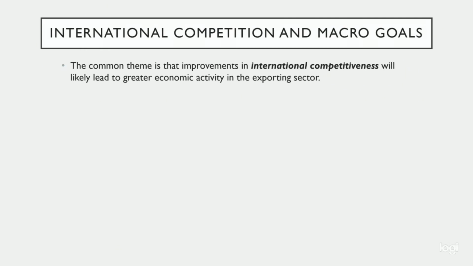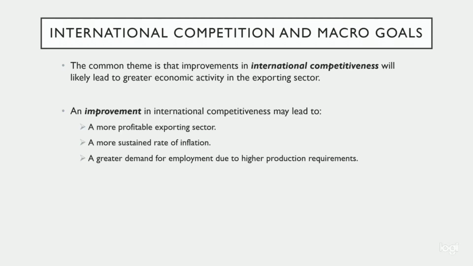So let's summarize this video. Hopefully you should be aware that the common theme with international competitiveness is that it, one way or another, will influence our exporting sector the most. And given Australia's context of us being a highly exporting nation, international competitiveness is a fairly important factor for us. And so if we're able to achieve improvements, it means the export sector is more profitable, we're able to achieve more sustained rates of inflation, and we can also experience a higher demand for labor due to the higher level of production that were required due to the exporting sector flourishing.